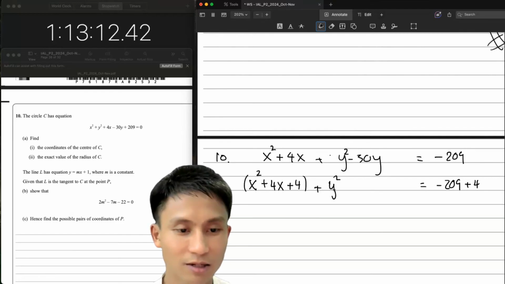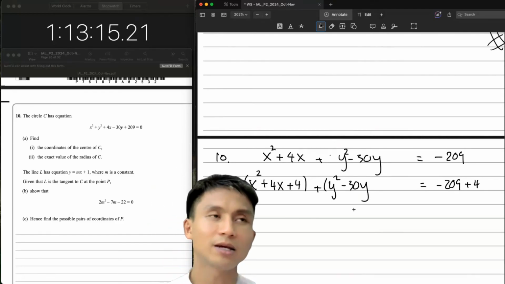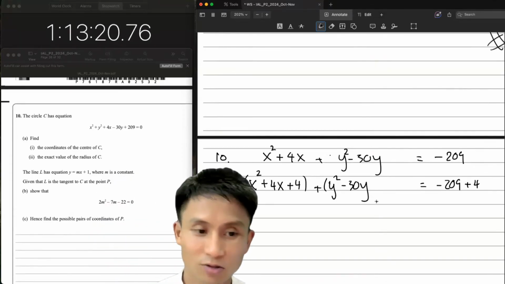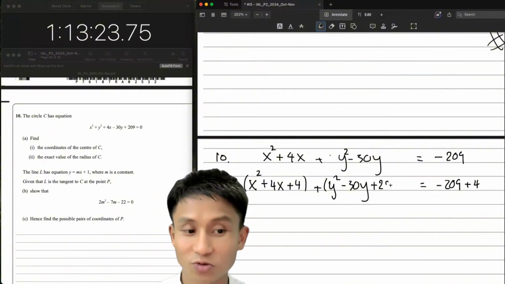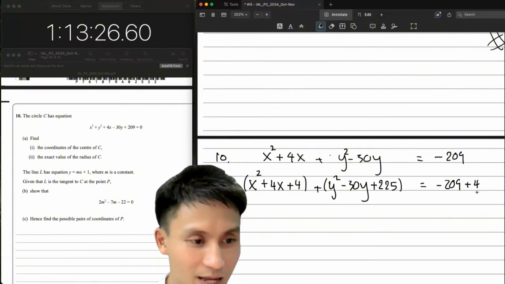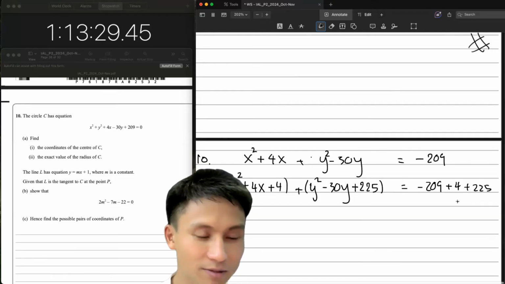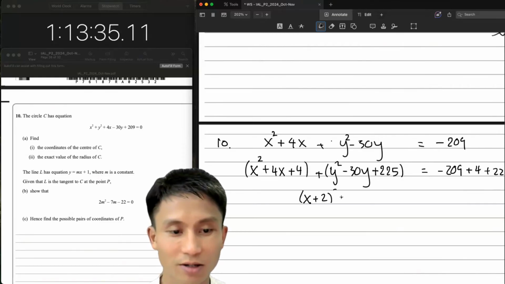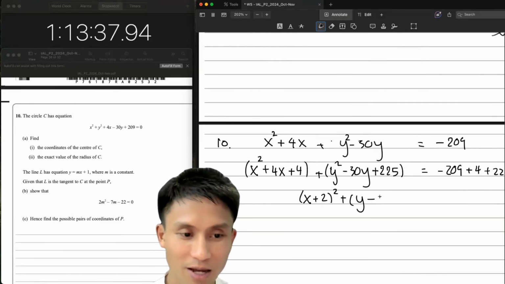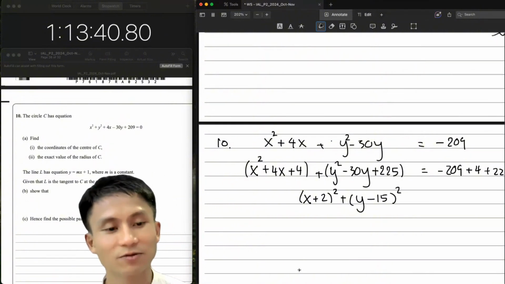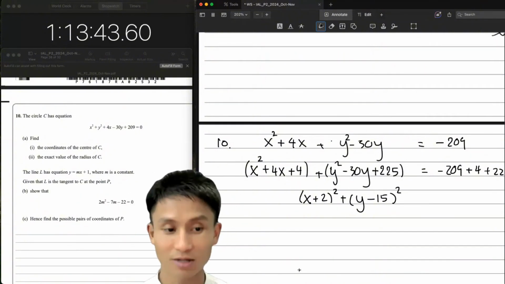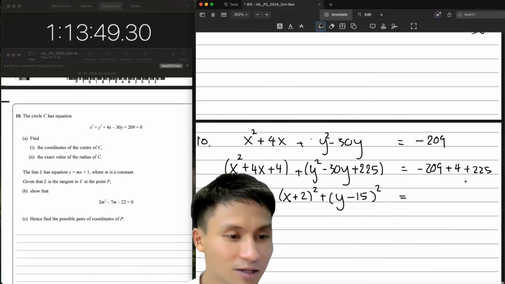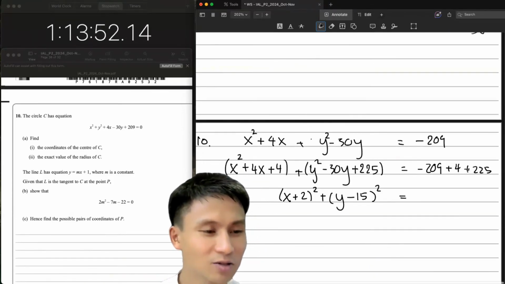We add 4 there because it becomes a complete square for the x. And then what do we add here? If we divide minus 30 by 2, that's going to be 15, right? So that's basically 15 squared. So I add 225, which is from 15 squared, and we add 225 on the other side as well. So in totality, the left part is going to be x plus 2 squared plus y minus 15 squared, because the minus 15 comes from minus 30 divided by 2. That's easy, yeah. And this is 15 squared, minus 15 squared. That part is going to give me 229 for the latter 2 terms.